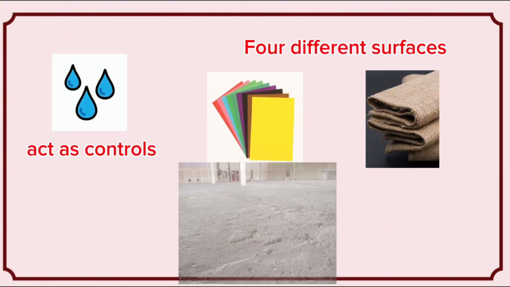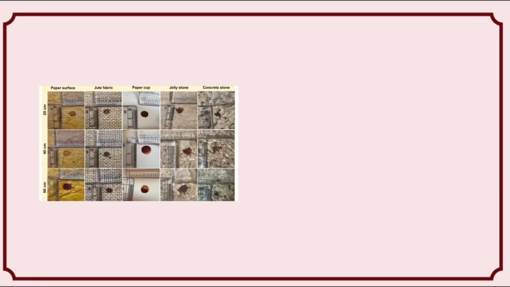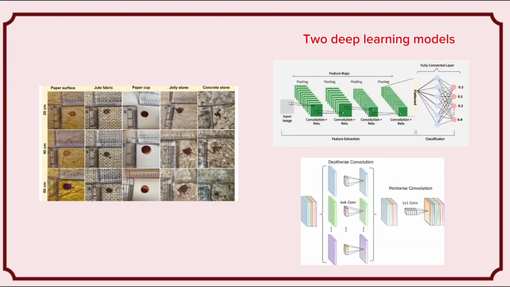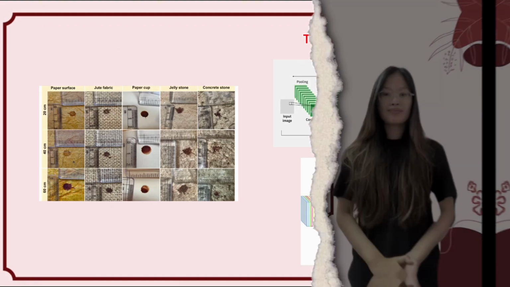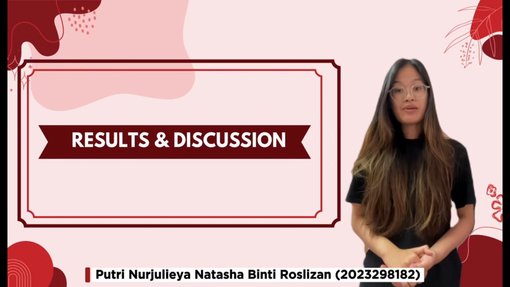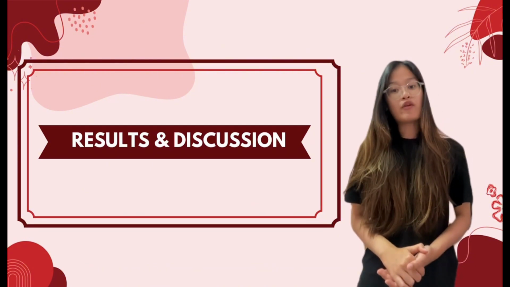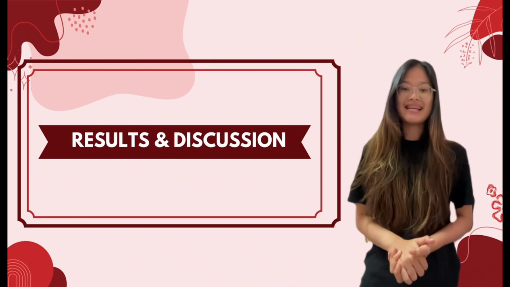The droplets were deposited on four different surfaces: chart paper, jute fabric, concrete, and paper cups. Images of the bloodstain patterns were collected and analyzed using two deep learning models, custom CNN and MobileNet. The classification performance of both models was evaluated using accuracy, precision, and recall. After conducting the experiments, the researchers obtained several important findings regarding bloodstain formation and the performance of artificial intelligence.